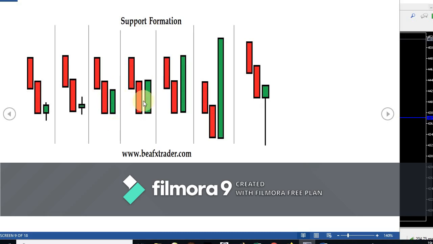But this kind of support here can be called a tweezer bottom. This is a much more formidable support because the level of bearish force here is being matched with the level of bullish force. So price is more likely to reverse at this particular point. Now here you have a bullish engulfing bar overshadowing the two bearish bars. So this support being met here is much greater than the other previous supports.